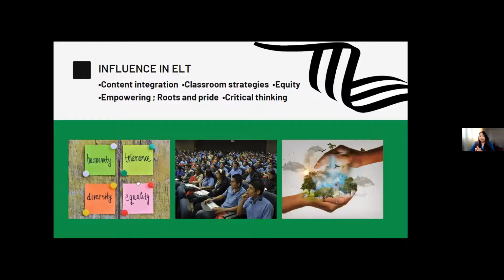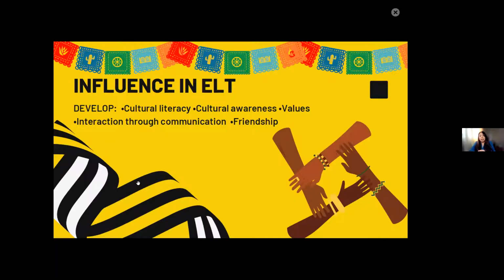Through a multicultural classroom, we can develop cultural literacy, cultural awareness, and values, and in this important component of a multicultural classroom, teacher and students practice respect, tolerance, identity, empathy, equality, interaction through communication, and friendship. And this term, friendship, for my students has the meaning of family, because once they leave their countries and come to Zamorano, what they find is a family among their classmates and their teachers.